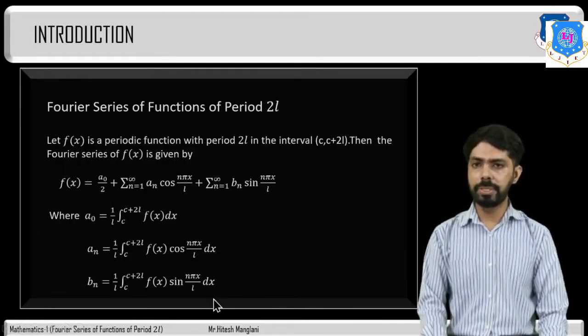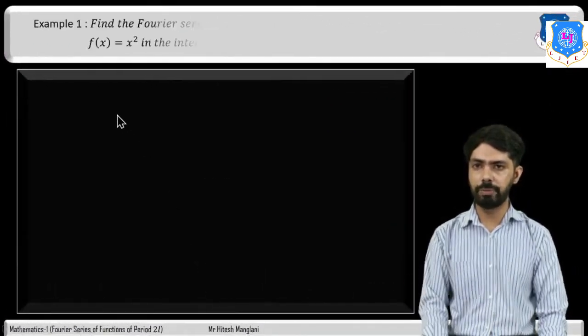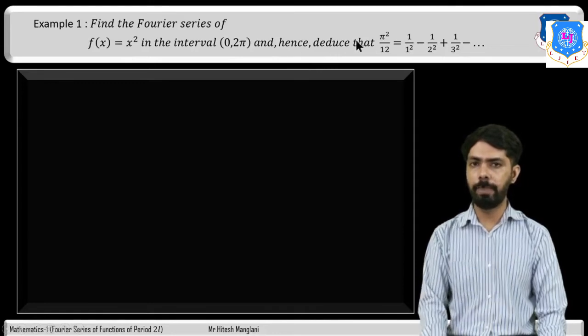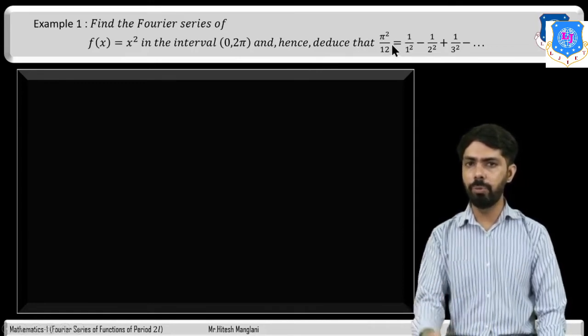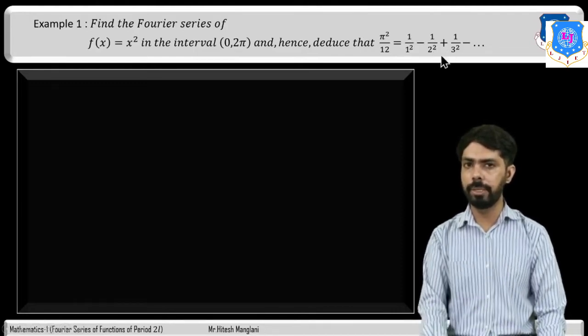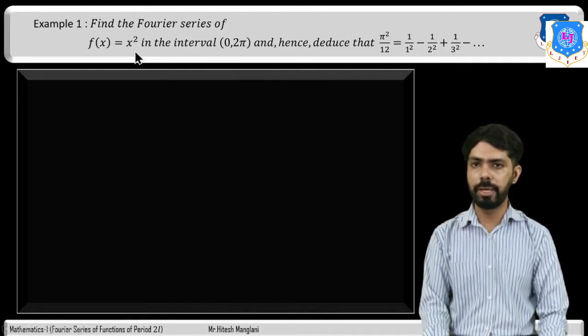Now we will discuss examples related to Fourier series. So let us discuss the first example, that is, find the Fourier series of function f of x is equal to x square in the interval 0 to 2 pi, and hence reduce that pi square by 12 is equal to 1 divided by 1 square minus 1 divided by 2 square plus 1 divided by 3 square minus and so on. So in this example, we will have to find out the Fourier series of the function x square in the interval 0 to 2 pi.